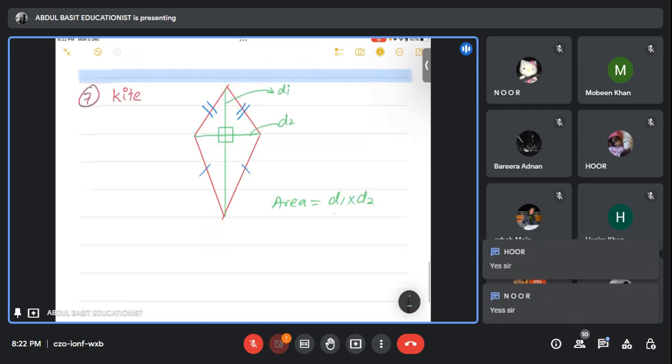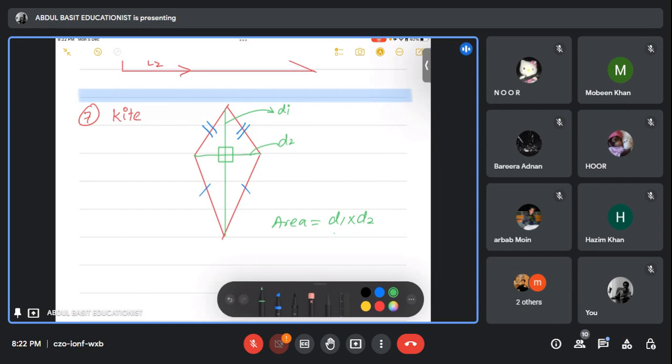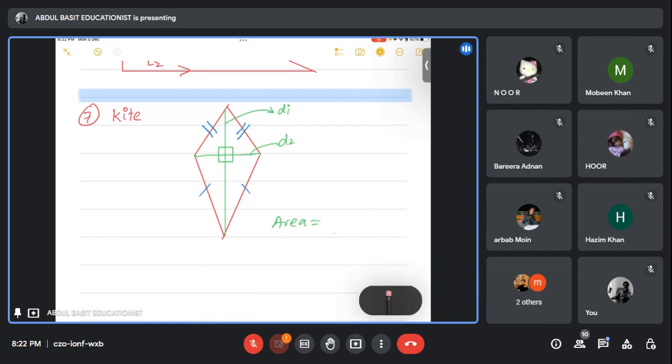Okay, so D1 divided by 2. Sorry, I made a small mistake. So area of the kite is equal to 1/2, which I have already said, 1/2 into D1 into D2. You have to multiply the two diagonals and then divide by 2. Okay, that is the formula for the area of the kite.